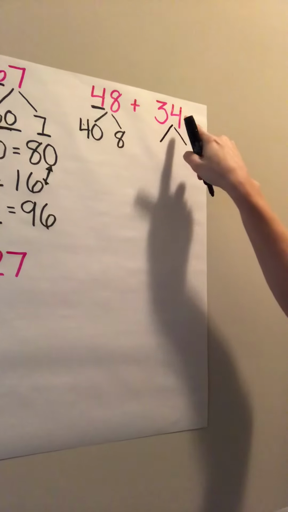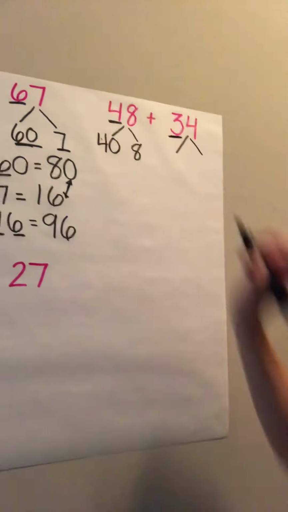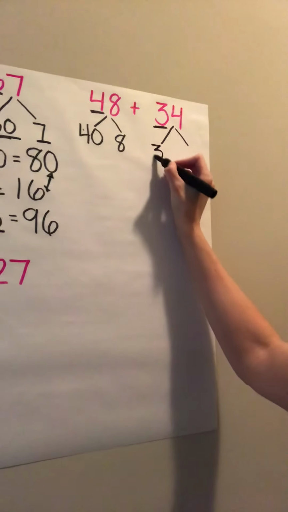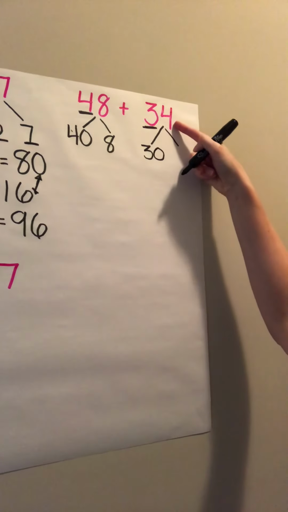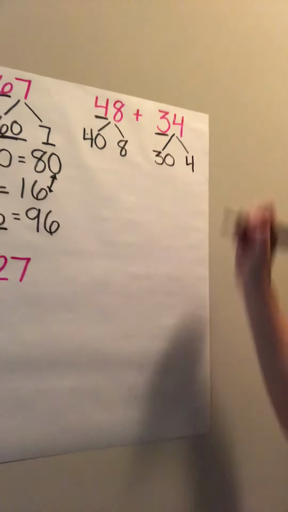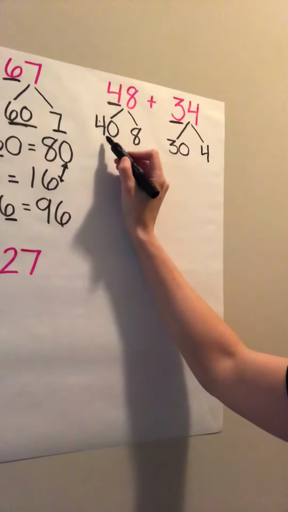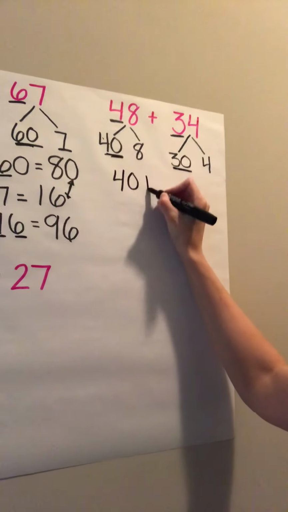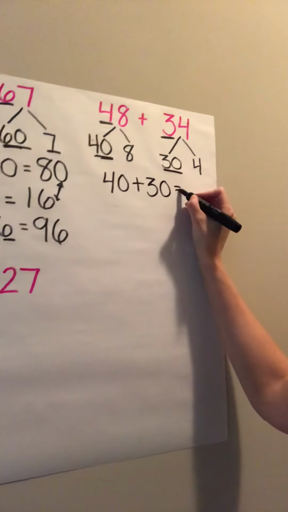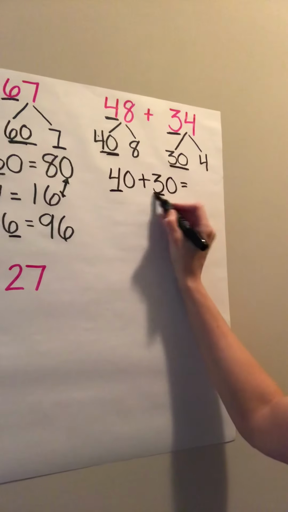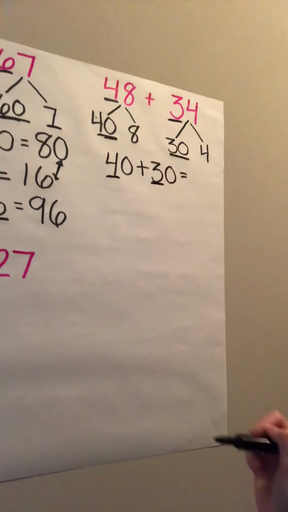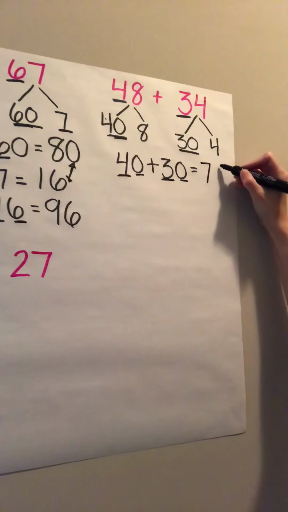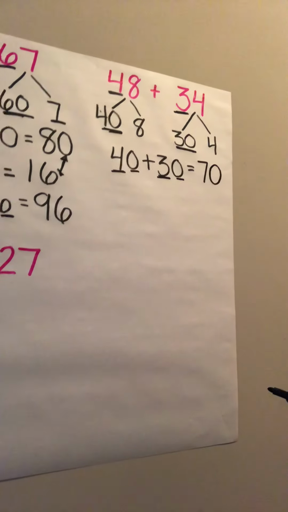Now we need to break down our 34. So we have a 3 in our tens. So when we have 3 tens, we have, right, 30. And then what number's in our ones? Right, a 4. Now we're ready to do some addition. So we're going to add what we got for our tens first. So we have 40 plus 30 equals, so our 4 and our 3, 4 plus 3 makes our 7, and then we have 0 and 0, which is going to stay our 0.